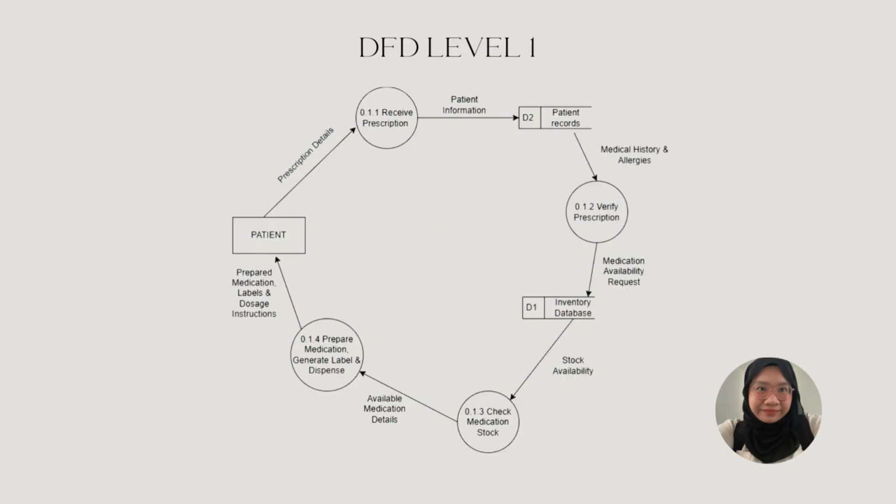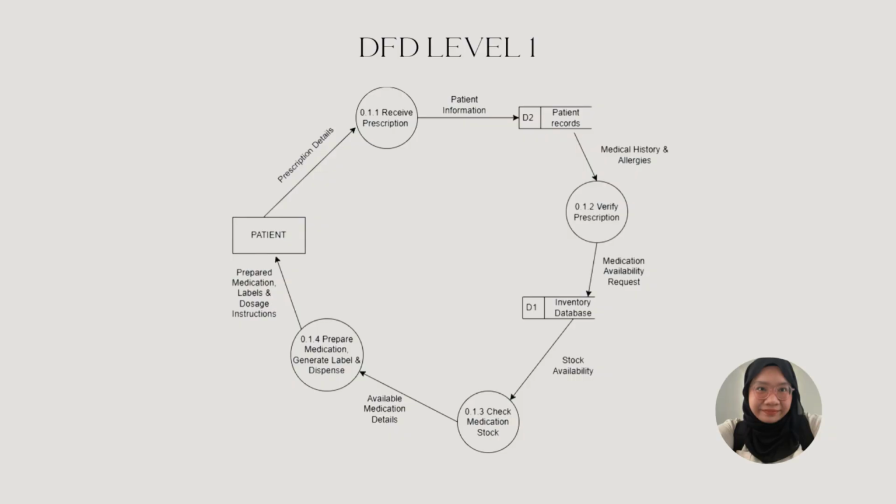This diagram shows the detailed workflow of how a prescription is processed before the medication is dispensed. Unlike DFD level 0, which only presents the main processes, DFD level 1 breaks down into smaller sub-processes so we can clearly understand how data flows through the system. The process begins when the system receives the patient prescription and stores the patient information in the patient record database.